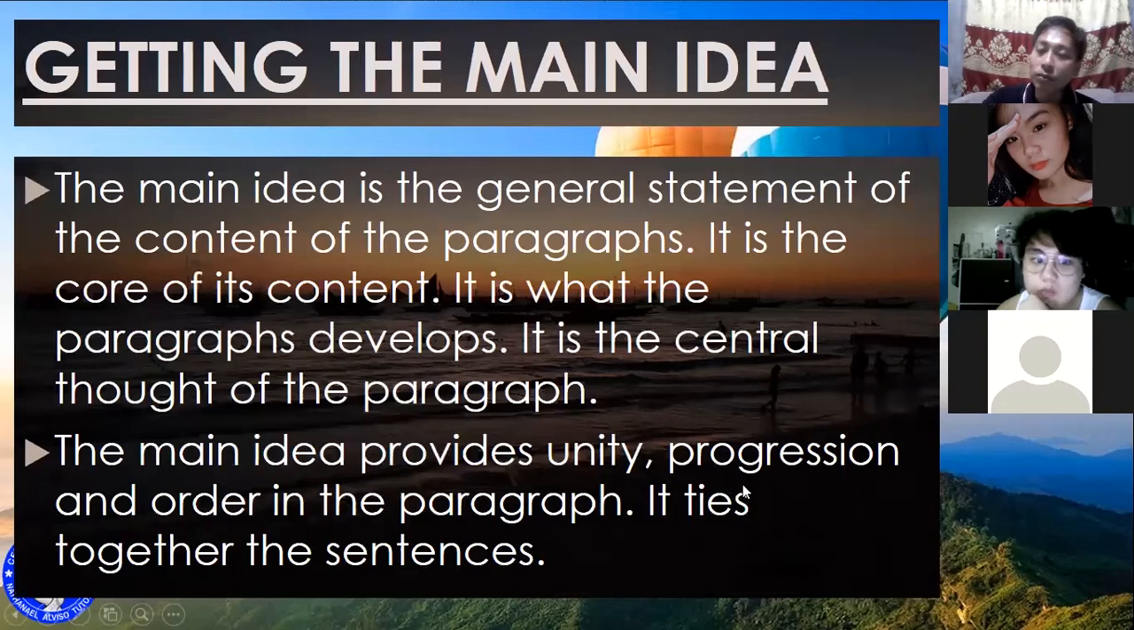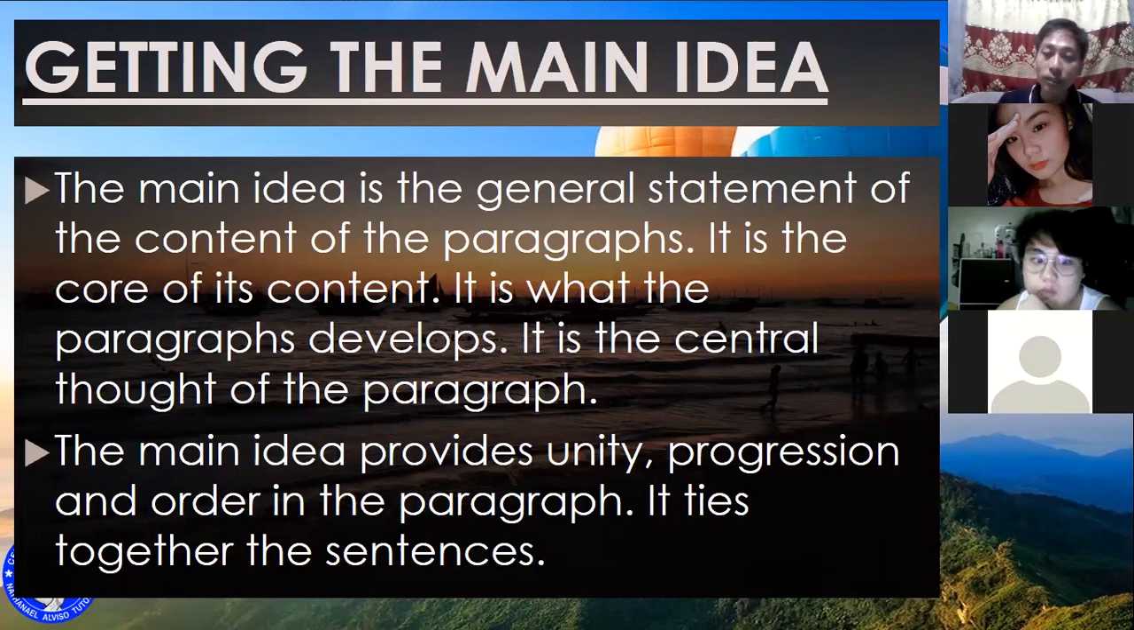Now, sometimes questions will ask you to also get the main idea. So getting the main idea, basically you just get the general statement of the paragraph, not the detail, but what it's talking about. Like what we did earlier, someone answered that "hindi lahat ng magandang tingnan masarap." That's the main idea, okay? That sometimes looks, especially in food, can be deceiving.